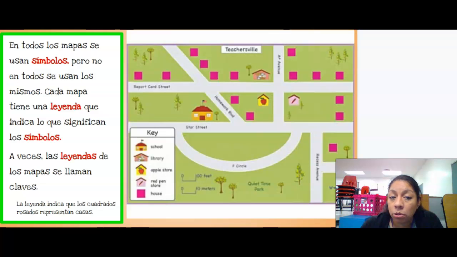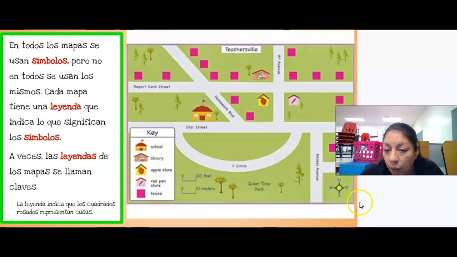And all maps use symbols, but not all of them use the same symbols. Every map has a legend or a key. And so, for example, this is a key, and those indicate what the different symbols mean. So, for example, right here, this is a picture that this person is using to indicate a school. So, this person is using a different picture for a school, a library, an Apple store, a red pen store, and a house. So every map has different symbols for the different things that they're including in their map. So what you can find in a map is a key. The key indicates the meaning of whatever the symbol is that they're using on their map.